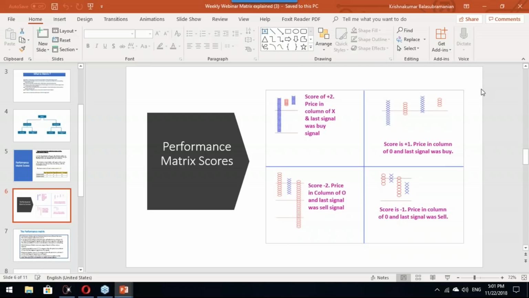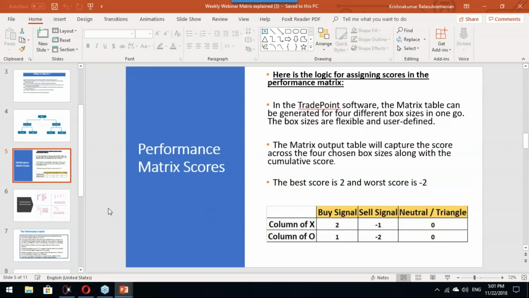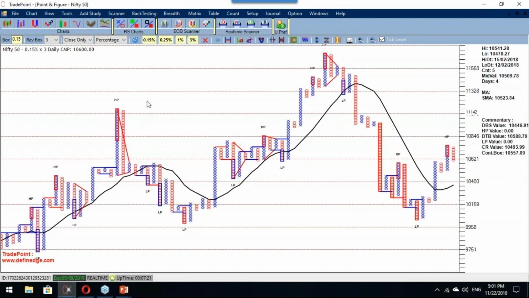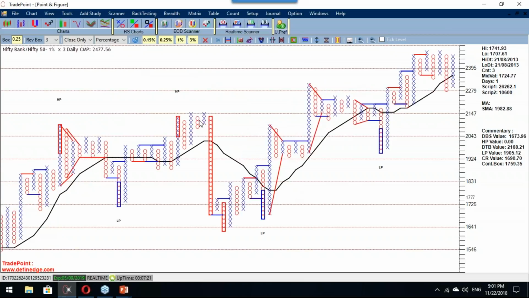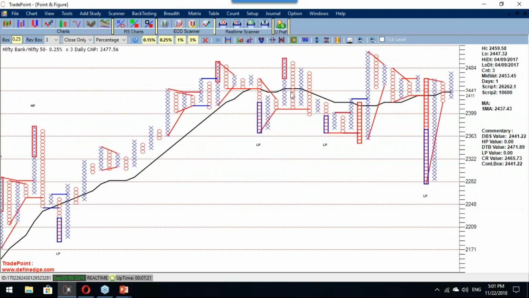So we are going to use the same logic, the same table, everything is the same. The only difference being, we are looking at the relative strength chart. This is a ratio chart, right? So we are going to use the same logic, but the only difference being, we are looking at the ratio chart, and we are going to use the same logic to assign the scores here. Okay, so in this case, let's look at the 0.25% box size.